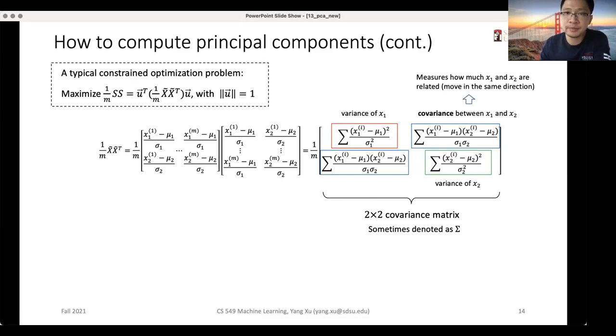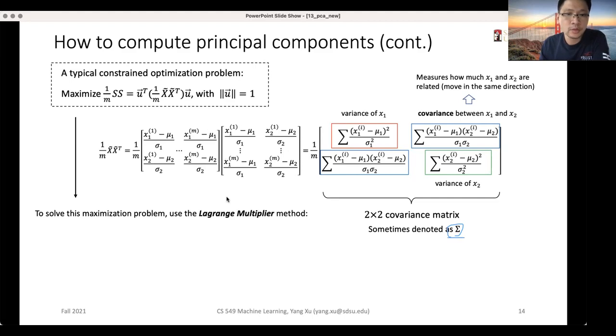So we call this 2x2 matrix a covariance matrix. Sometimes we can simply denote it with this sigma notation, although it doesn't mean a summation. It's just a name for a matrix, which is easier for us to write.